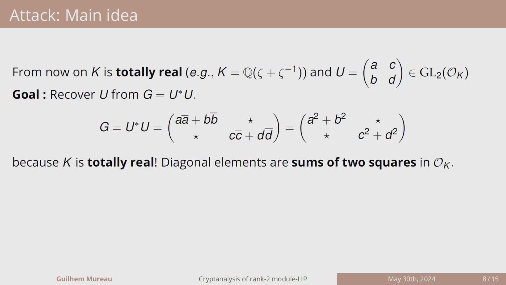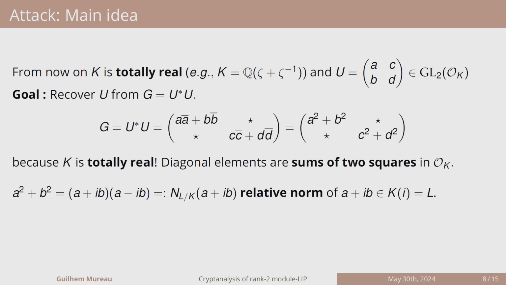And if you expand the matrix product, what you see on the diagonal elements is A times A bar plus B times B bar. But since K is a totally real field, the conjugation acts trivially. So in fact, you get a sum of 2 squares on the diagonal. This is the first observation. Now see that a sum of 2 squares, for example A squared plus B squared, you can rewrite as (A plus iB) times (A minus iB), and this is exactly the definition of a relative norm. This is the relative norm of the element A plus iB, which lives in the quadratic extension of K.